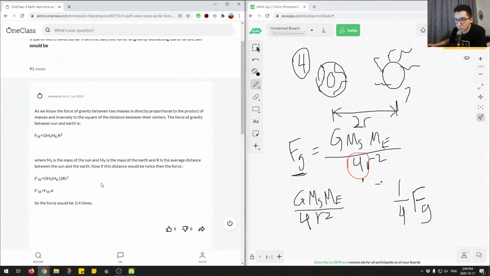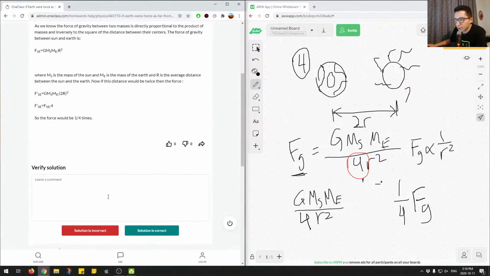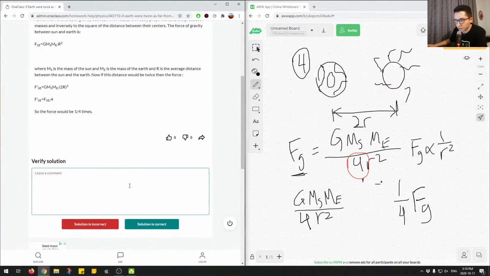When we double the speed, not double the speed, sorry, double the distance. The main reason here is because Fg is inversely proportional. So you could say that Fg is proportional to 1 over r squared. And we have the r squared component, which gives us 2 squared, which gives us 4 in the denominator. So we can mark this answer as correct.